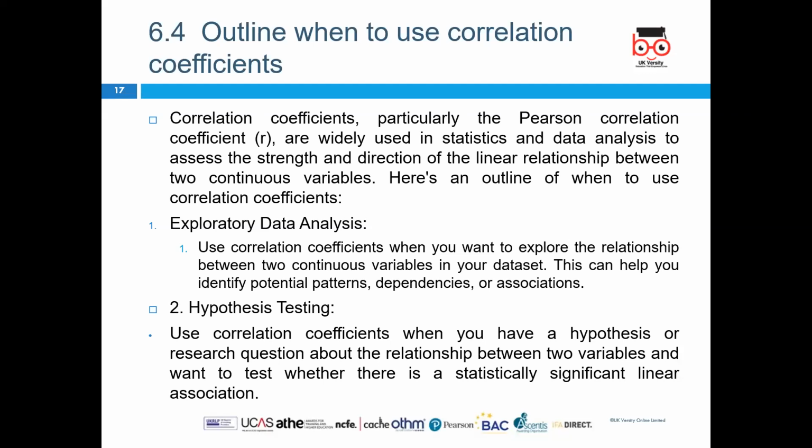Exploratory data analysis. You can use correlation coefficients when you want to explore the relationship between two continuous variables in your data set. This can help you to identify potential patterns, dependencies, or associations. Next is hypothesis testing. You can use correlation coefficients when you have a hypothesis or research question about the relationship between the two variables and the strength of the relationship. Based on the statistical significance of the results, you can test whether there is a statistically significant linear association between the two variables.